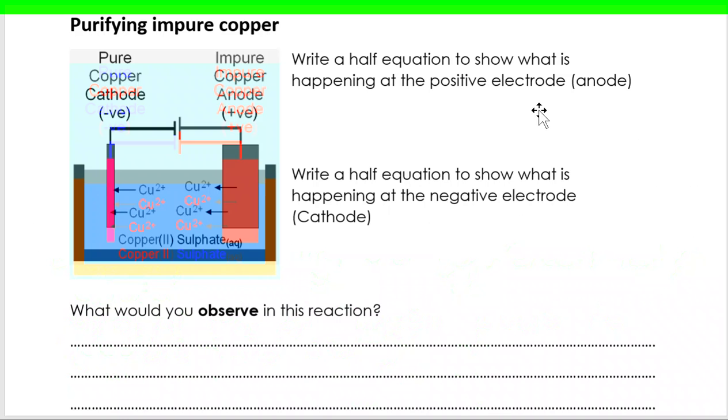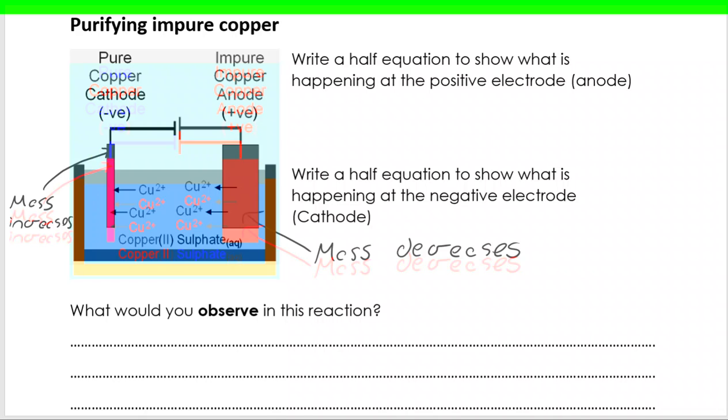Now that second method, purifying the impure copper, remember we've smelted to get impure copper. This is the diagram. Have a go at the questions that we see here. So what's happening at the positive electrode? And what's happening at the negative electrode, and what would we observe in the reaction? So we're going to start with what we would observe.